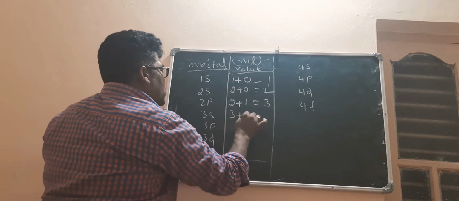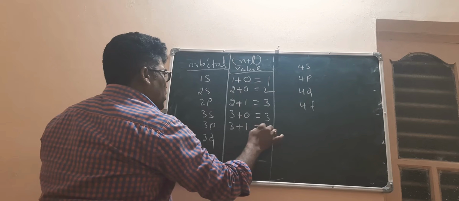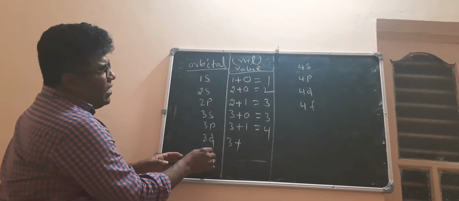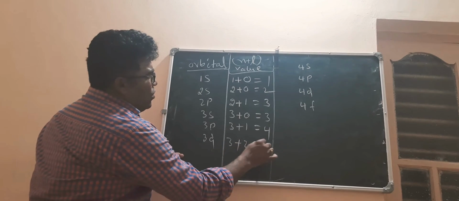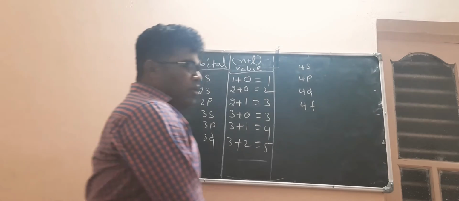Now 3s: 3 plus 0 equals 3. 3p: 3 plus 1 equals 4. Now 3d, for d, l equals 2. So then you will get how much? 5. That is the n plus l value.